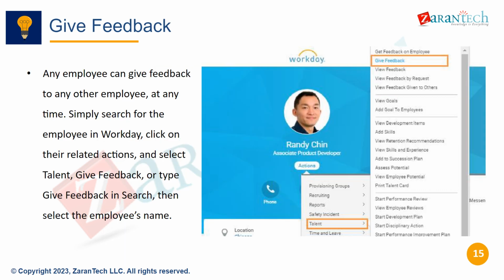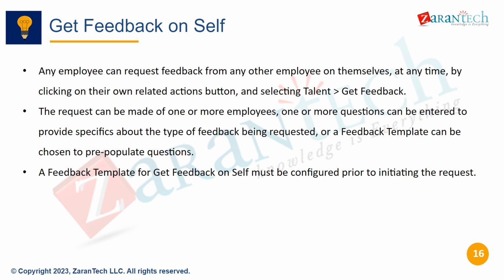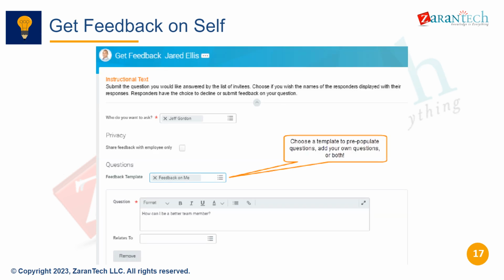Giving feedback is open to all employees at any time. Simply search for the employee, go to their profile, and select Give Feedback. To request feedback on yourself, go to your own profile and select Get Feedback on Self. Designate who to ask, questions to ask, and/or choose a template. A template must be configured in advance through Maintain Feedback and Review Questions. The Get Feedback on Self process allows employees to solicit feedback from peers.